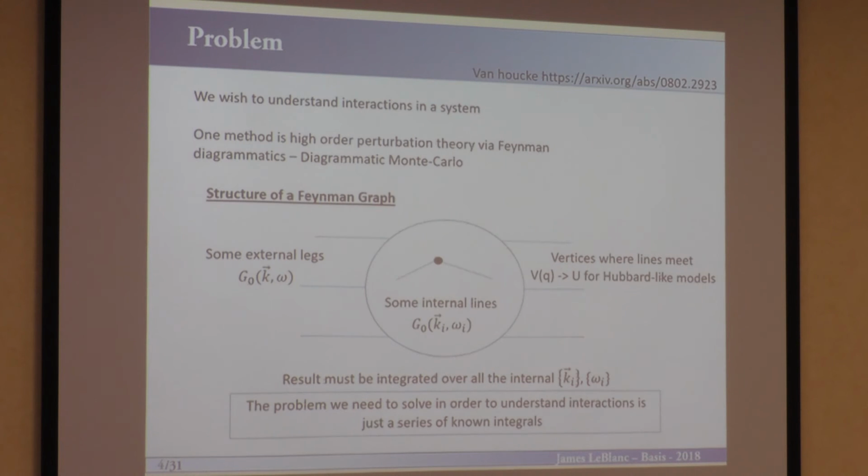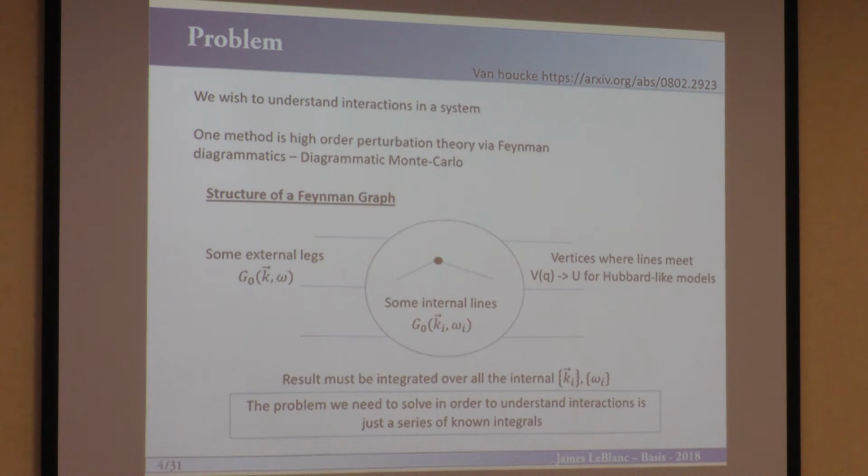Agreed. So the problem that we want to solve is interactions in a system. And one method is doing infinitely high order perturbation theory via Feynman diagrams. And this has a name. It's called diagrammatic Monte Carlo. And in condensed matter physics, it's met some level of success. And Guy will talk about doing diagrammatic Monte Carlo on totally different systems than what I'm talking about.